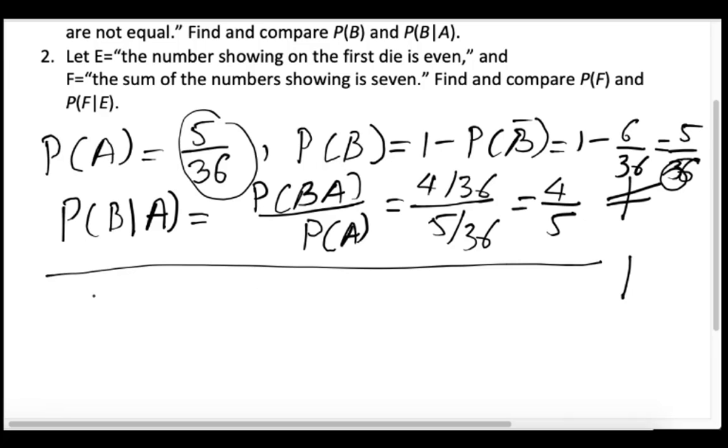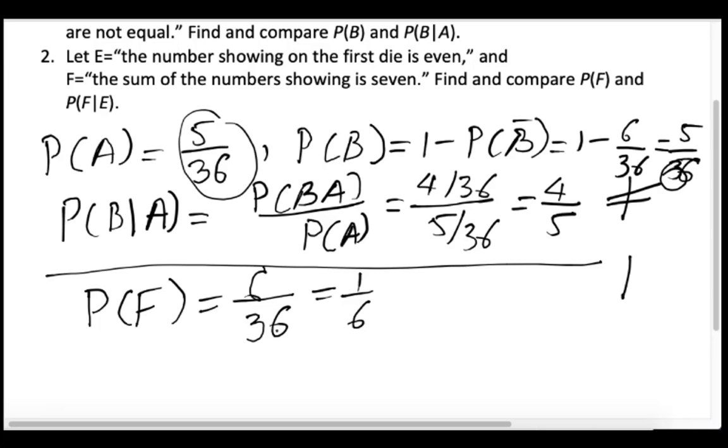Now, E is the event that the number showing on the first die is even, and F is the event that the sum is 7. So the probability of F, the denominator will be 36, right? The sum is 7, so you get 1 and 6, 6 and 1, 2 and 5, 5 and 2, 3 and 4, 4 and 3. So you get 6 over 36. So that would be 1 over 6.